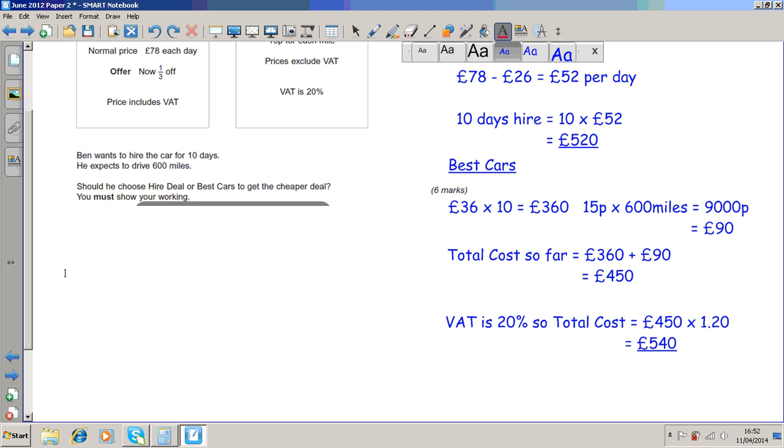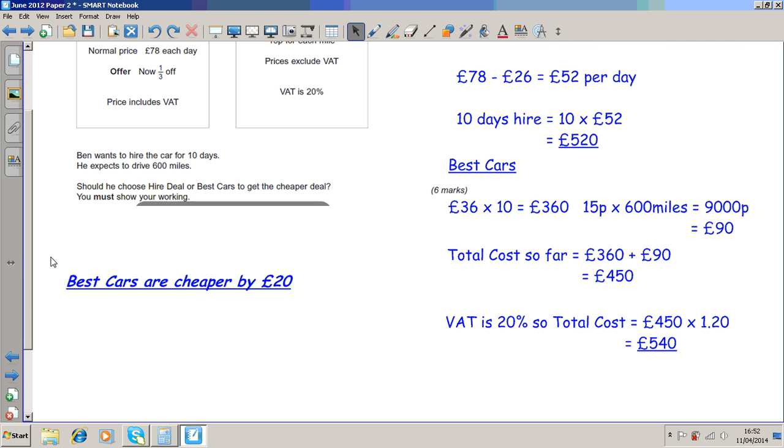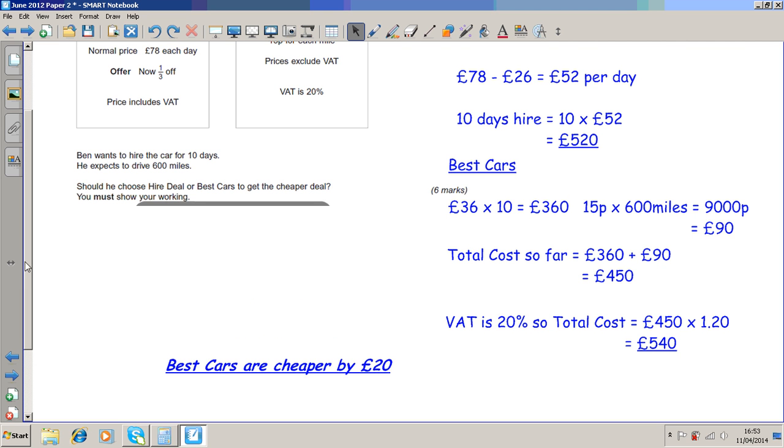So now, who is cheaper? Should he choose Hire Deal or Best Cars? Best Cars are cheaper by 20 quid. And then we're done.